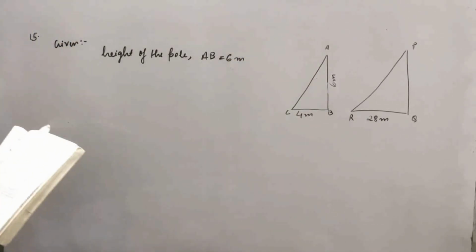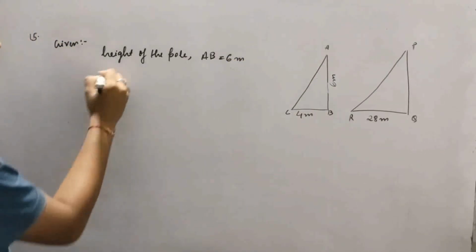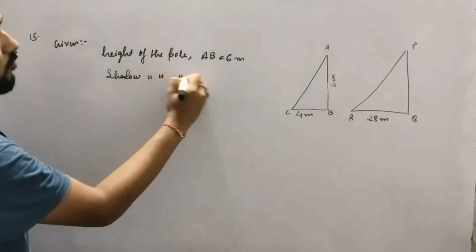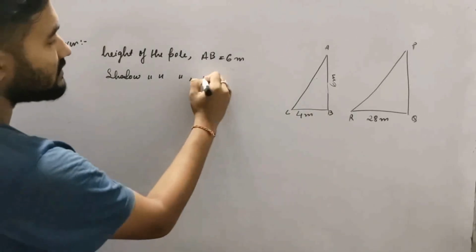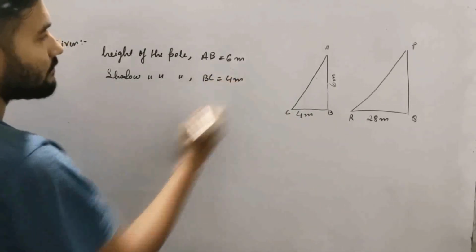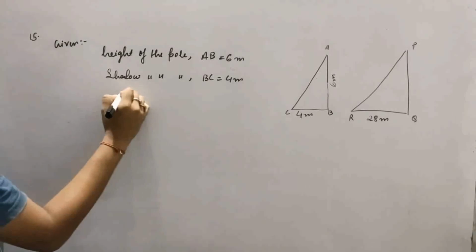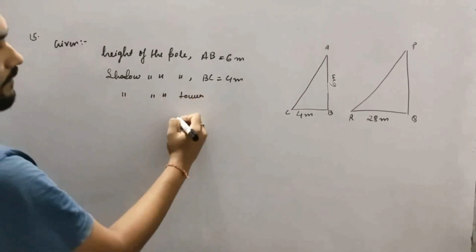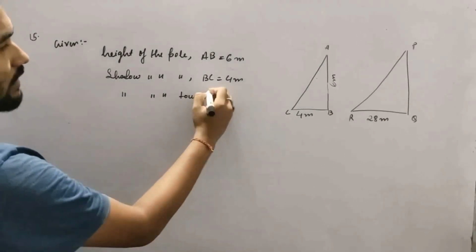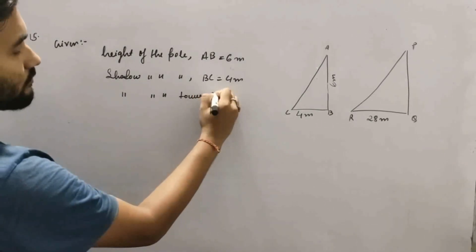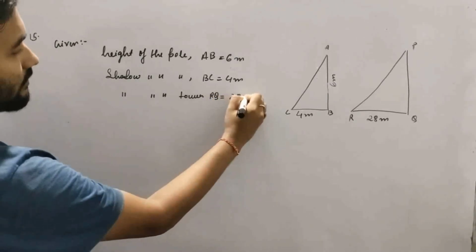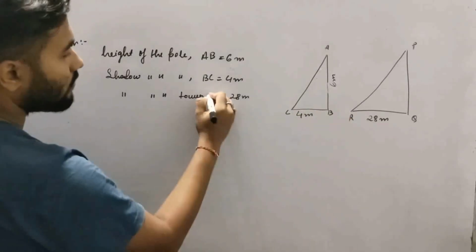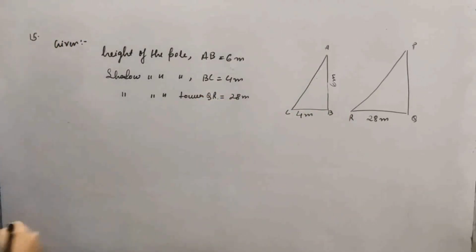Next, the shadow of the pole. We have considered the shadow of the pole BC to be 4 meter. Next, the shadow of the tower, QR, is 28 meter.